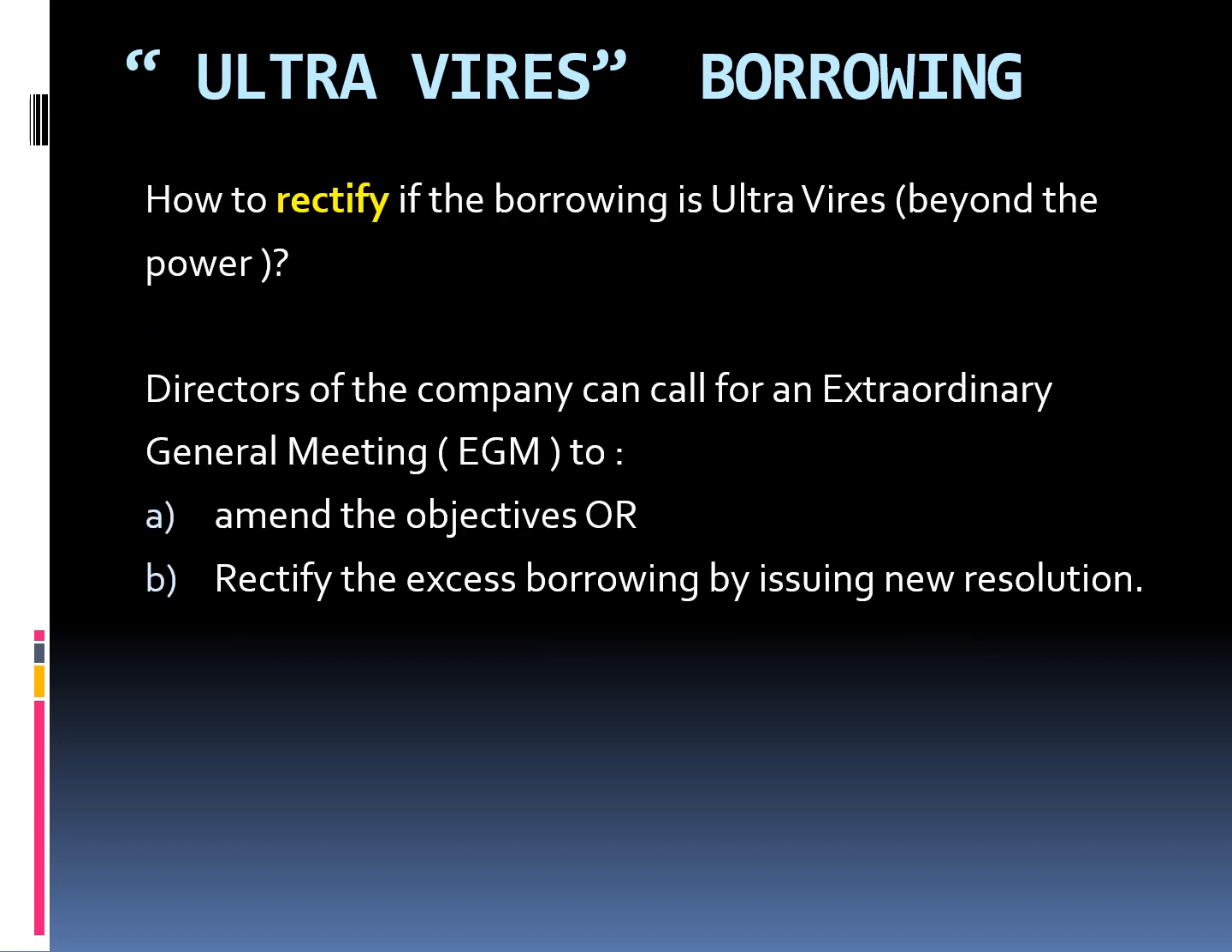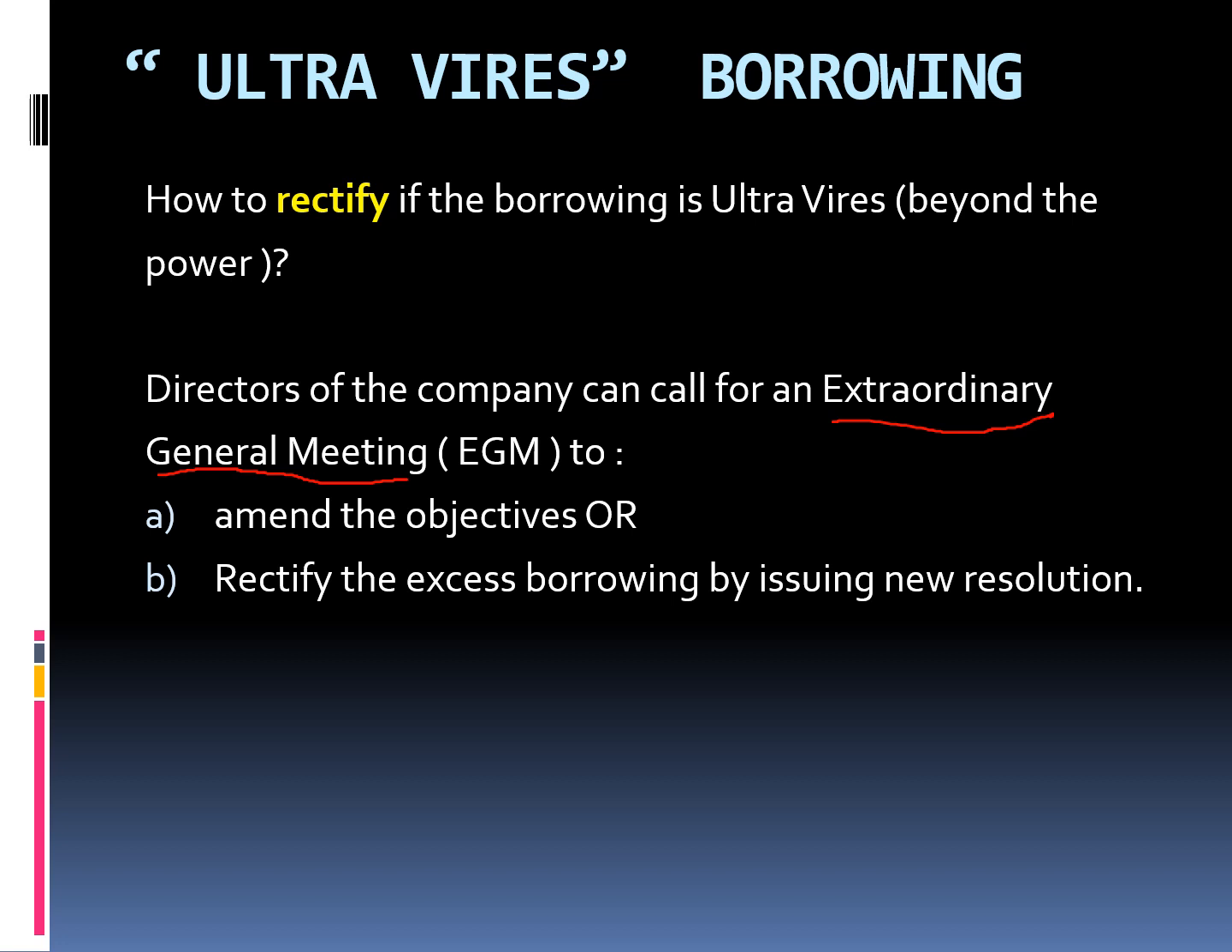Okay, when ultra-vires borrowing happens, adakah benda tu akan terus dihalang? Maksudnya pinjaman tu terbatal? Not necessarily. If the company sees that the borrowing tu actually munasabah dan perlu diteruskan, so the ultra-vires borrowing can be rectified. Okay, boleh diperbetulkan melalui extraordinary general meeting ni. Okay, extraordinary general meeting ni kita directors buat meeting tergempar. Okay, EGM. So, kenapa kena adakan EGM ni?